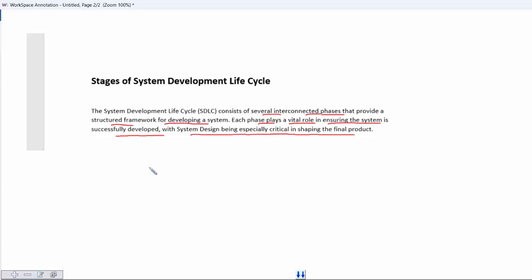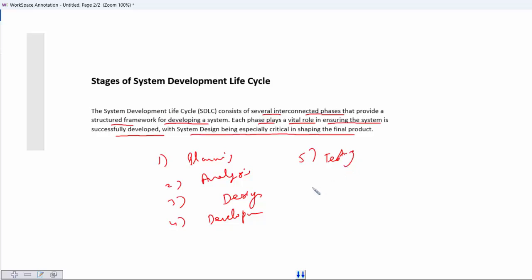These stages are: the first one is planning. Second one is analysis, and third one is design. After that, we have development. Next one is testing, and after that is implementation, and the last one is maintenance. So all these are the seven stages or phases in the SDLC. Now we will discuss each of them separately.